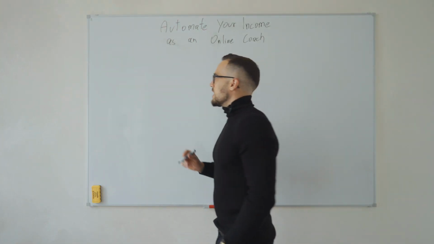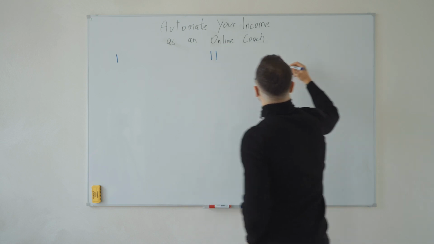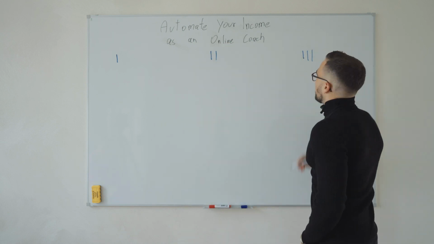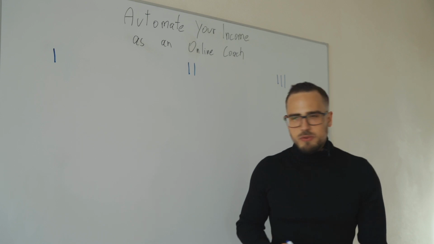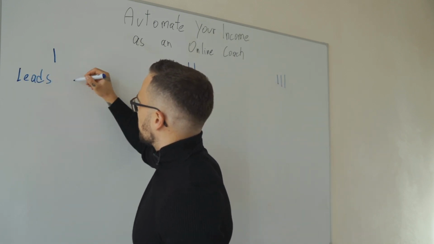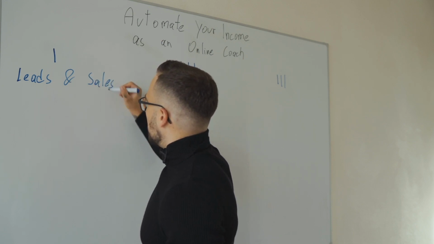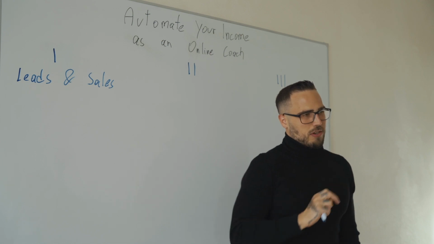So as promised, we're gonna keep it very, very simple in this video, and I'm literally gonna lay out 3 steps that you need to do in order to fully automate your income as an online coach. Step number 1 is automating your leads and sales, all right? Leads and sales. So this is what many people call the front end.